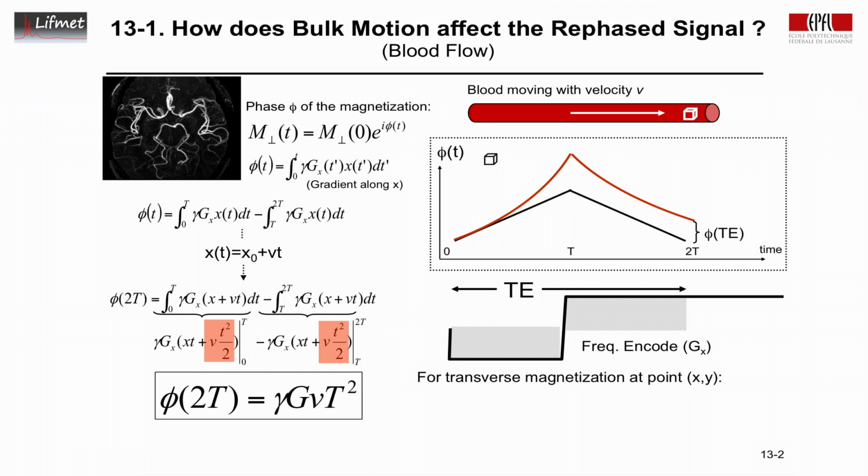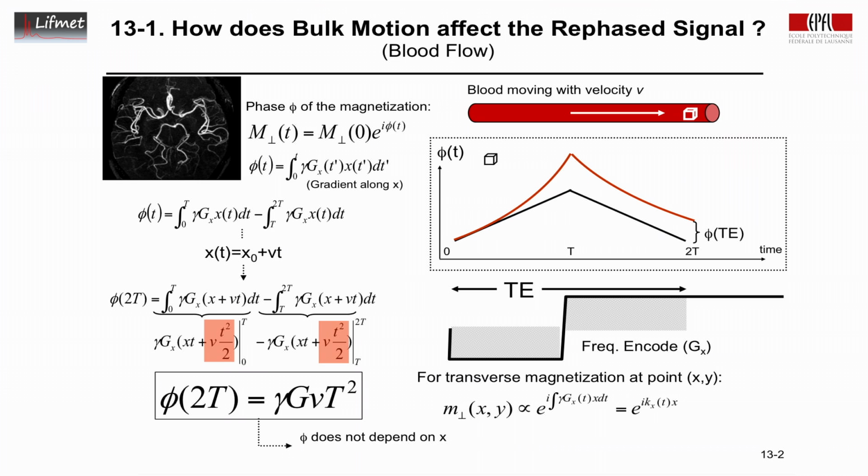So if we look at the transverse magnetization at a point x, y, then the magnetization at this point is proportional to e to the i times the integral of gamma g times the position. Here it's a gradient along x, so that's this expression here that we are using, and this is equal to the k-space. That's the normal image formulation that we've had for stationary magnetization.